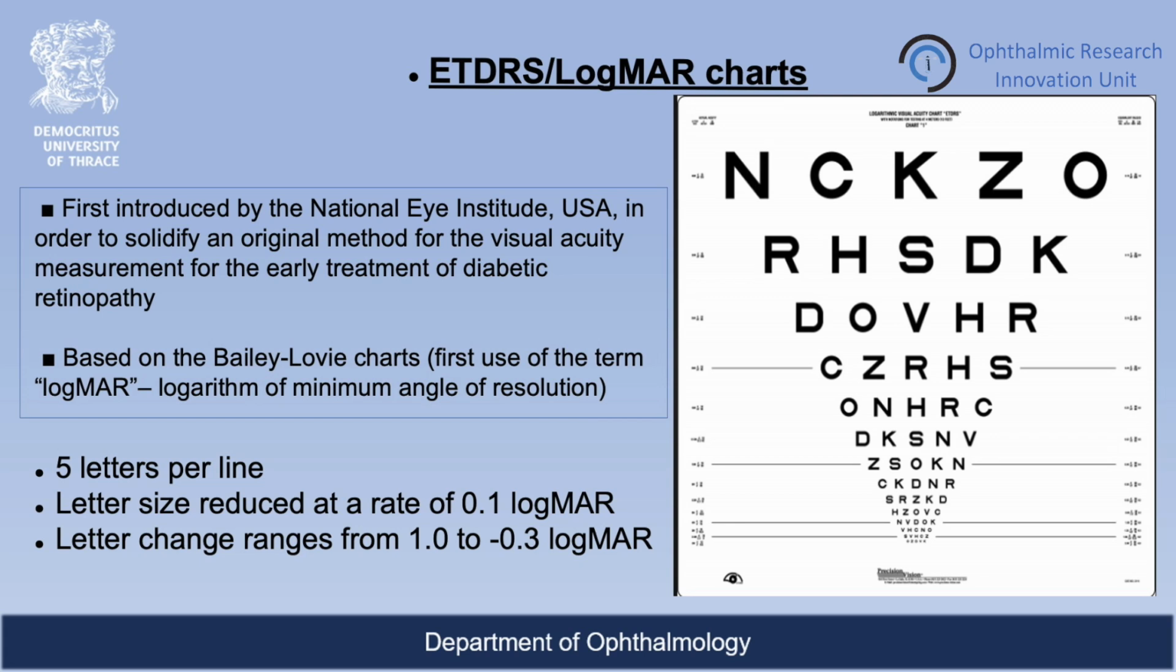The Bailey-Lovie charts first introduced the term logMAR, which is the logarithm of the minimum angle of resolution, in order to achieve homogeneous change in the letter size. The ETDRS chart contains 5 letters on each line and the letter size is reduced at a rate of 0.1 logMAR, while the letter size ranges from 1.0 to -0.3 logMAR.